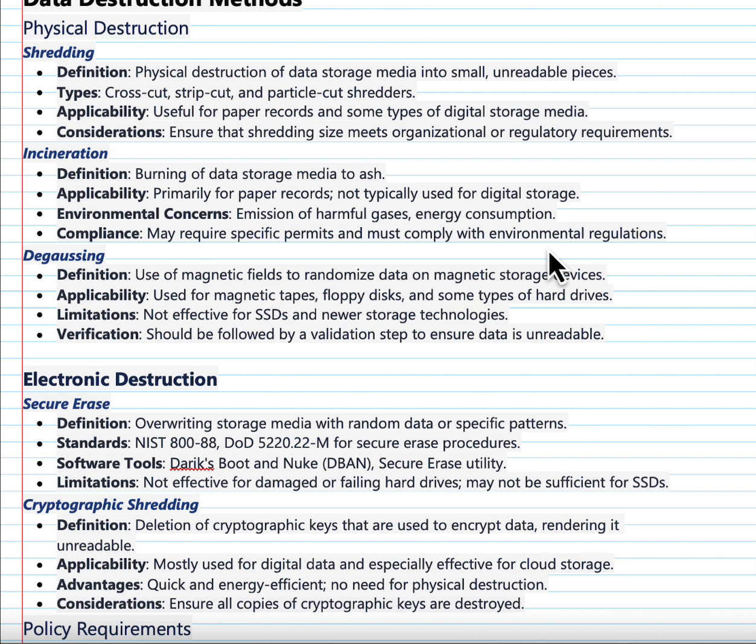Another one is degaussing. This is where you are actually taking magnetic fields to randomize the data on the magnetic storage device.